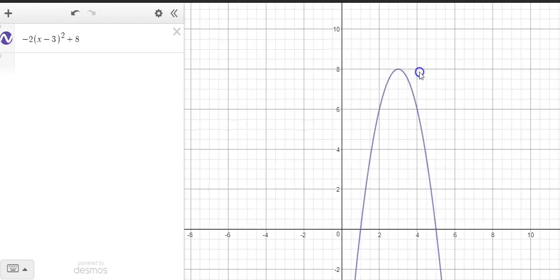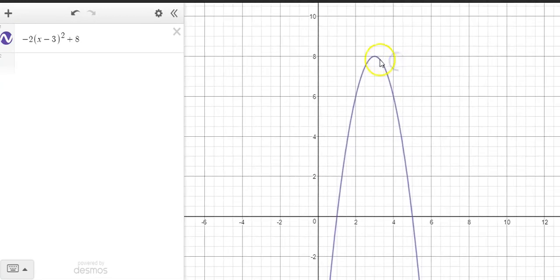Okay, so this is our final parabola. The vertex is 3, 8. It underwent a rotation, a dilation, and 2 translations.